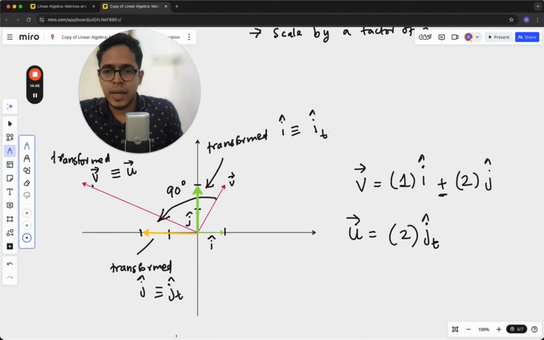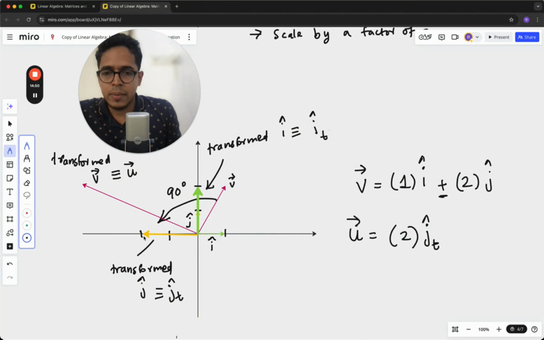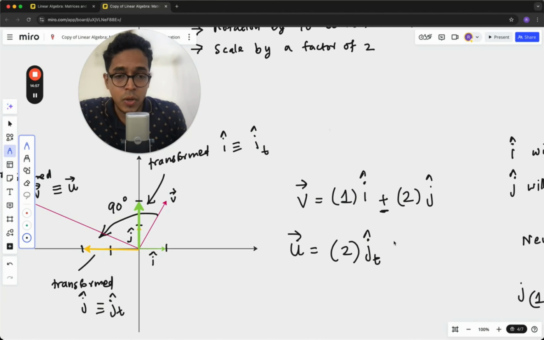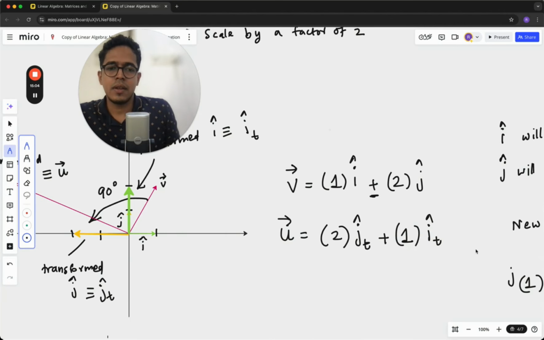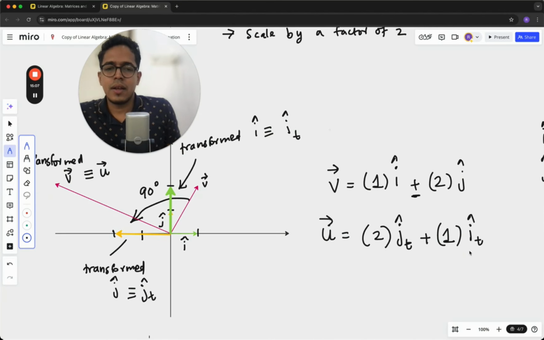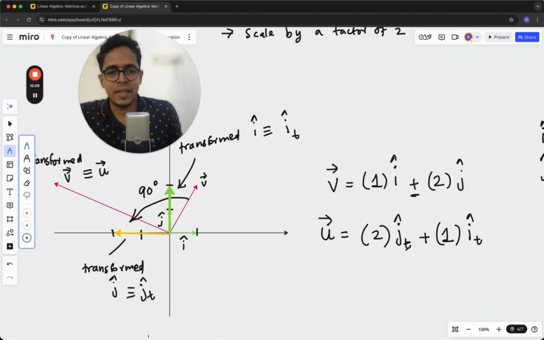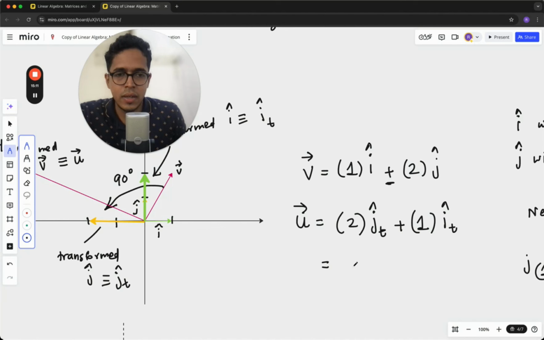So you can see that the transformed v equals 2 times transformed j, so that will be this, plus 1 times transformed i. Now, here is where things get interesting. I can write this in the correct order. This is 1 times i transformed plus 2 times j transformed.